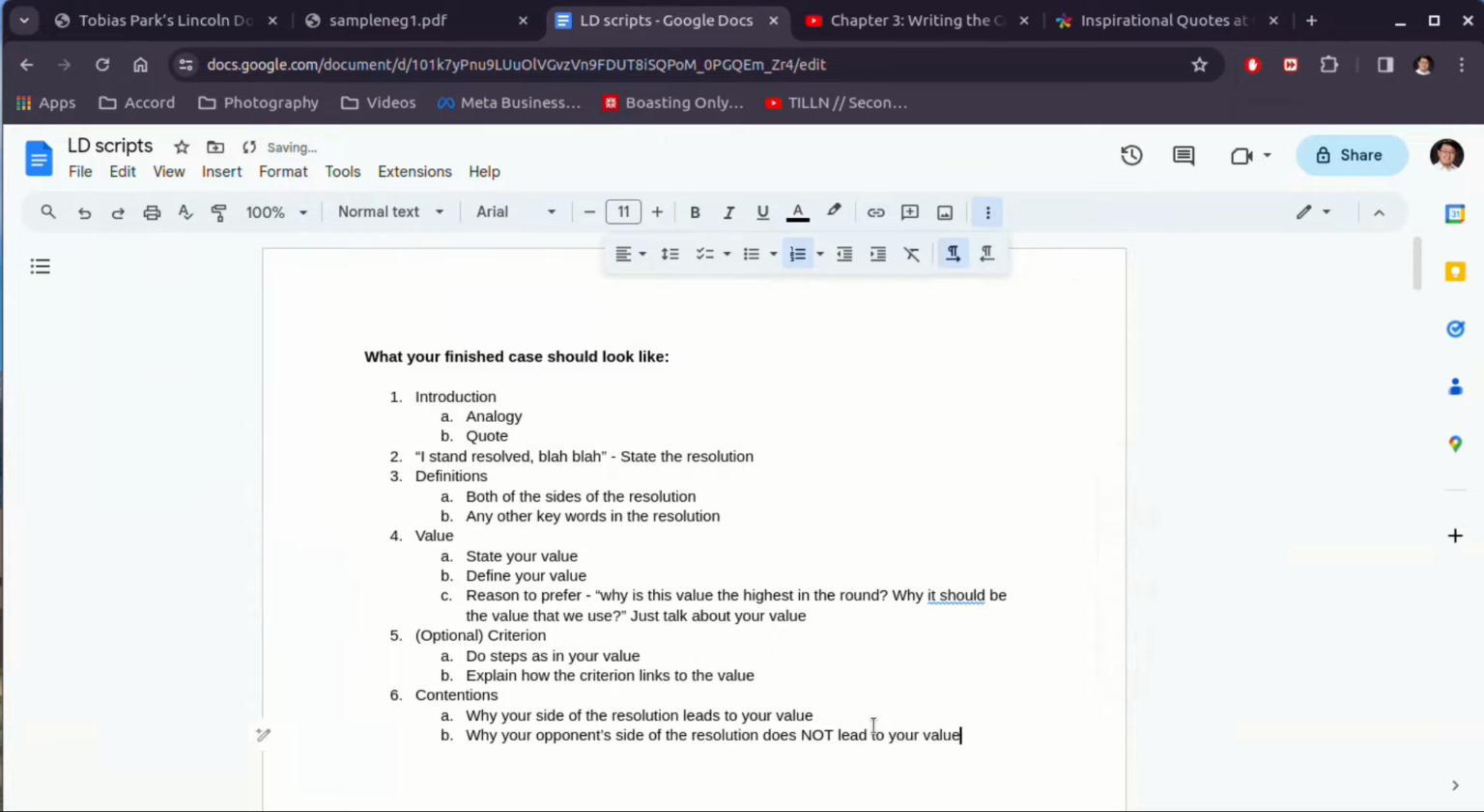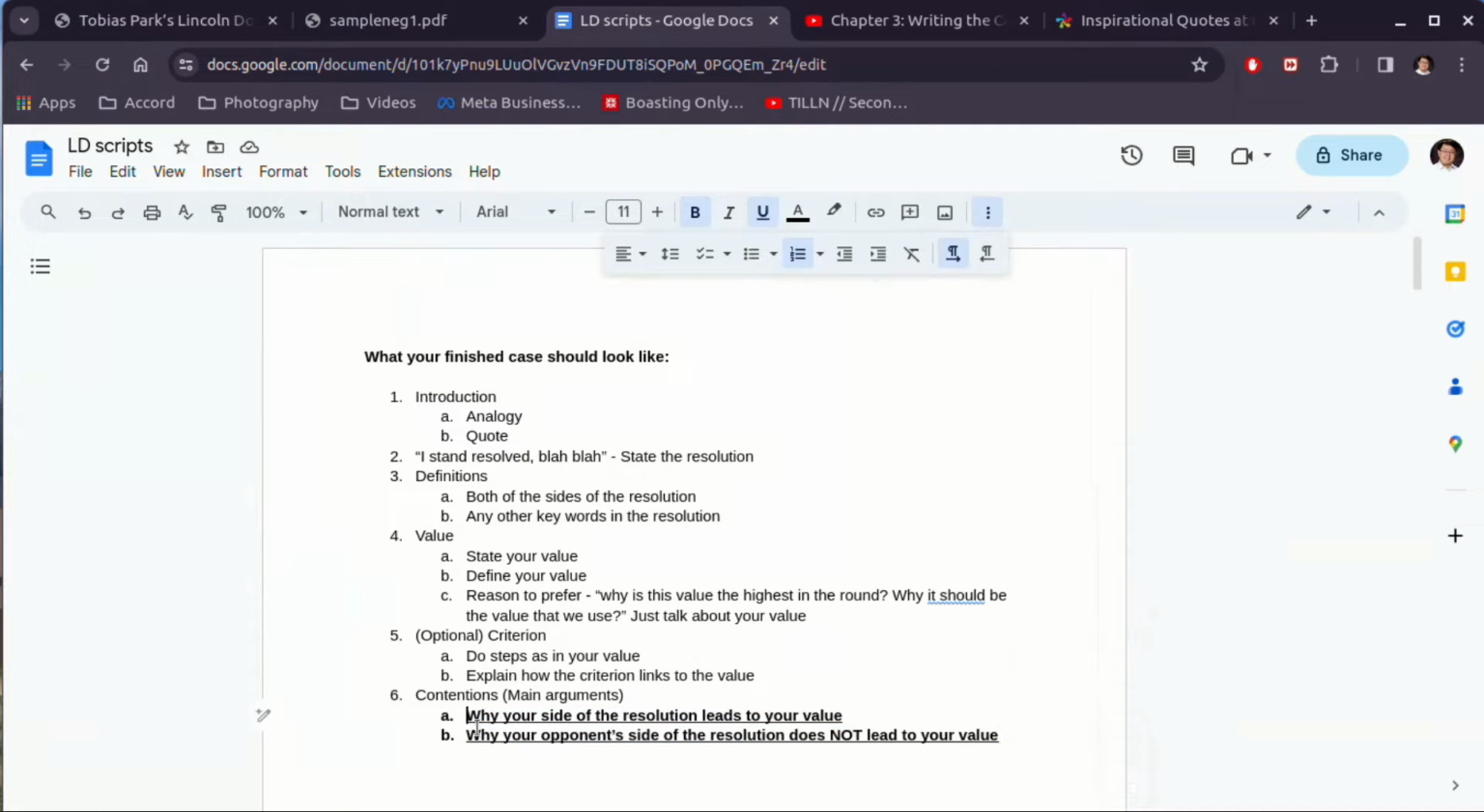Because again, these are contentions. These are your main arguments, and these two should be your main arguments. The whole idea behind LD is you have this value, the highest value in the round. You should win because your side leads to that highest value. Your opponent's side doesn't lead to this value, so he should lose. That's the basic idea behind LD. So no matter what, these two contentions are essential. These need to be in every single case that you write. They are not optional. They're not skippable. These need to be in there.